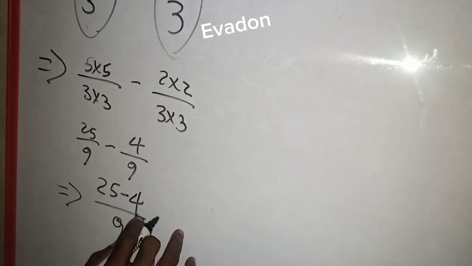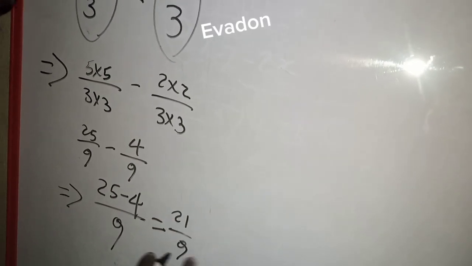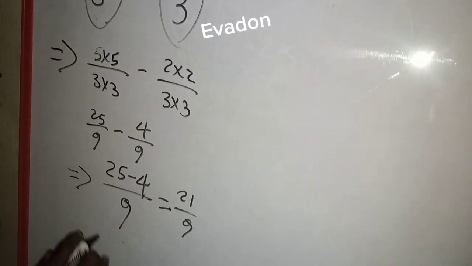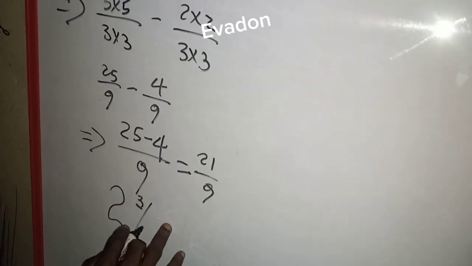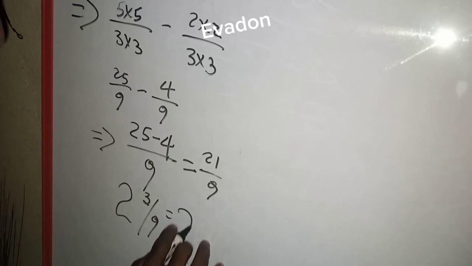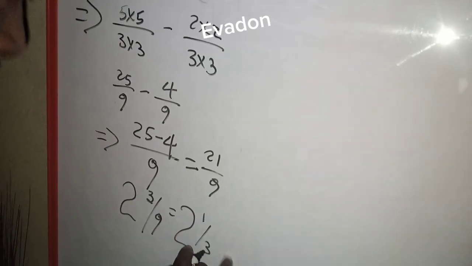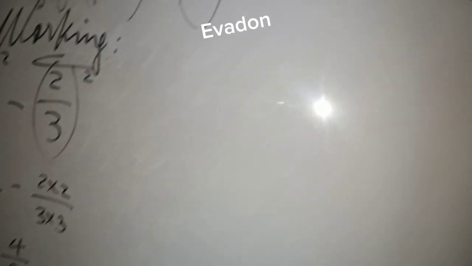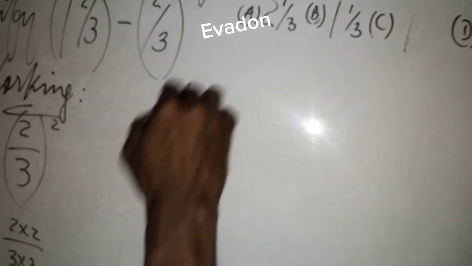25 minus 4 is what? 21 over 9. How many 9s can we see in 21? We have two 9s, remainder 3 over 9. So that gives me 2 whole number, and 3 over 9, which reduces to 1 over 3. That is option A.